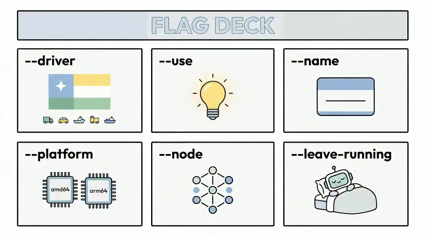6 flags deserve attention. Driver picks the builder type: docker, docker-container, remote, kubernetes, or unix. Use makes the new builder the active one immediately. Name gives it a label. Platform declares target architectures like linux/amd64 and linux/arm64. Node picks a node inside multi-node setups. And leave running keeps the BuildKit container alive between builds for faster reuse.